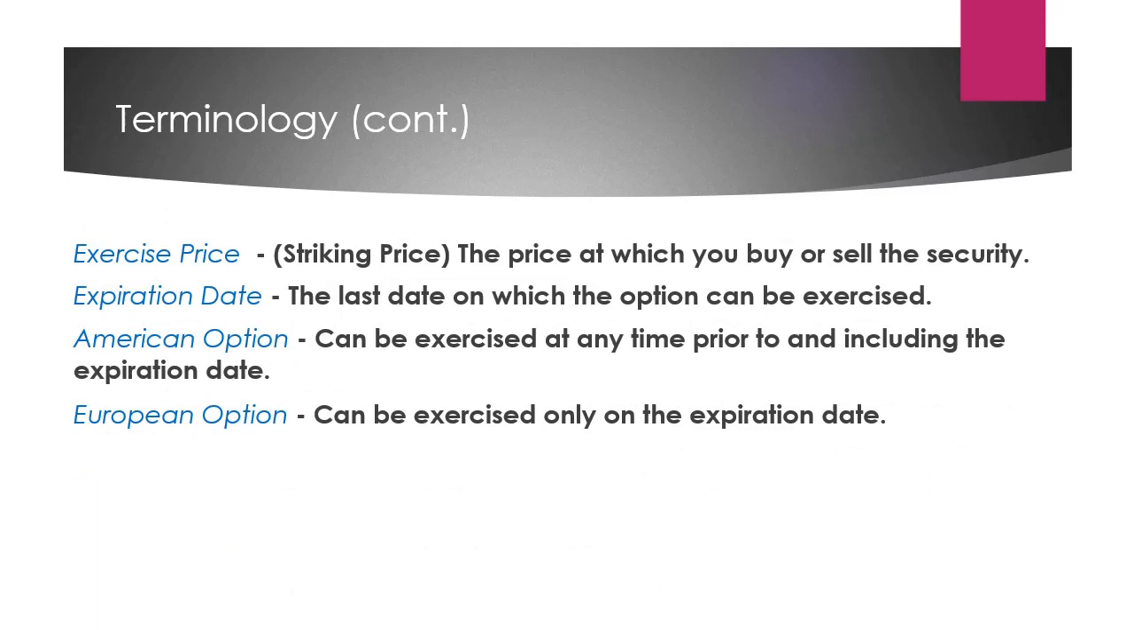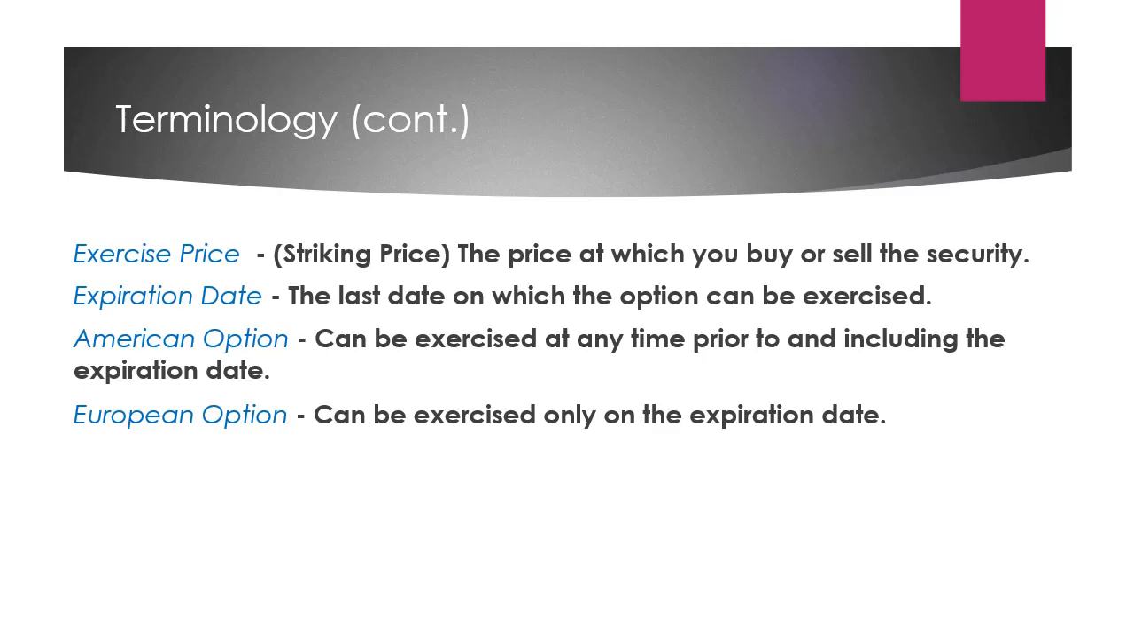Continuing on defining the terminologies, the exercise price is the price at which the holder can buy or sell the underlying stock, sometimes also referred to as the strike price. Then the expiration date is the date on or before which the holder can buy or sell the underlying stock. There are two types of options, American and European. An American option can be exercised on or before the expiration date. A European option can be exercised only on the expiration date.